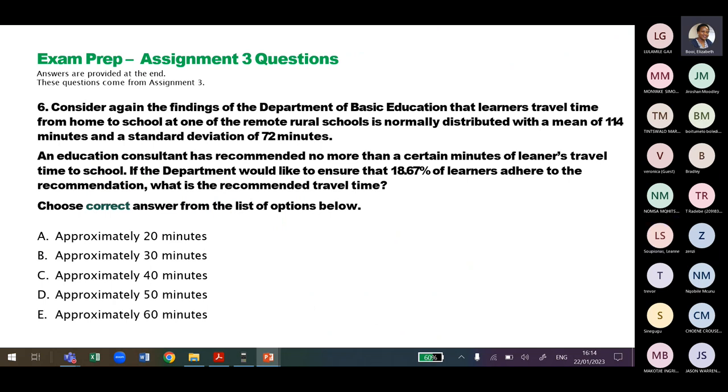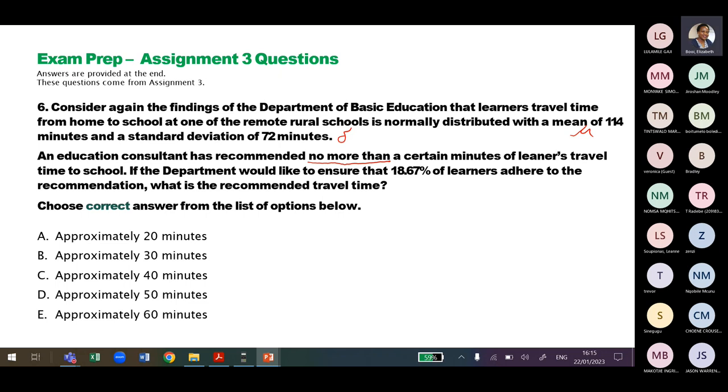Consider again the same story, the mean and the standard deviation. An education consultant has recommended no more than a certain number of minutes for learners to travel to school. If the department would like to ensure that 18.67 percent of the learners adhere to the recommendation, what is the recommended travel time? So here they gave you the probability.